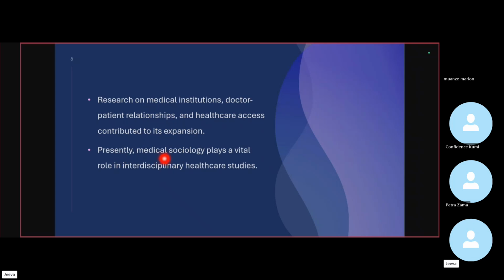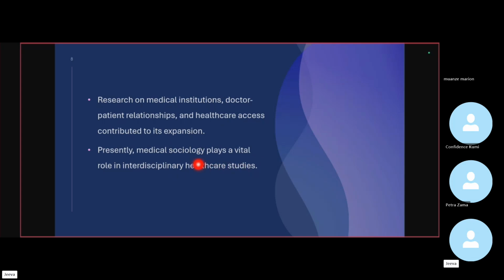And presently, medical sociology plays a vital role, that means an important role, in healthcare studies. That is how medical sociology has become so popular in healthcare studies. That is why it is important in your nursing field also.